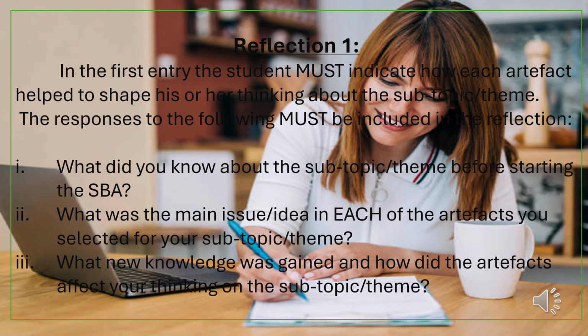Reflection 1. In the first entry, the students must indicate how each artifact helped to shape his or her thinking about the subtopic or theme. The responses to the following must be included in the reflection. 1. What did you know about the subtopic or theme before starting the SBA? 2. What was the main issue or idea in each of the artifacts you selected for your subtopic or theme? Thirdly, what new knowledge was gained and how did the artifacts affect your thinking on the subtopic or theme?